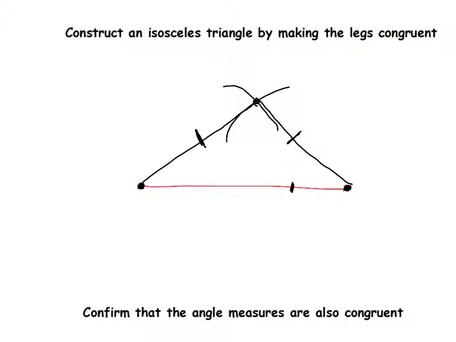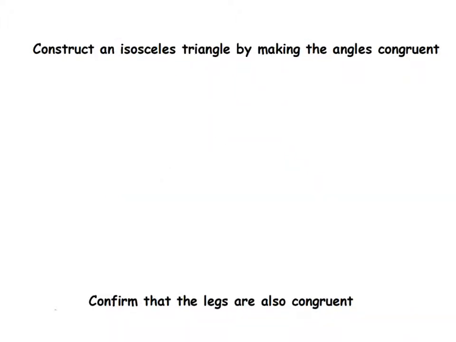Now, if I have made this correctly and these two legs are the same, I should be able to confirm that the angle measures are also congruent. Ideally, if I have a protractor, I can measure this angle and this angle, and they're going to be the same. Since the legs are the same, then the angles are the same. That's the isosceles triangle theorem.